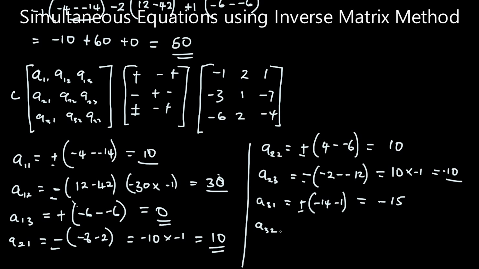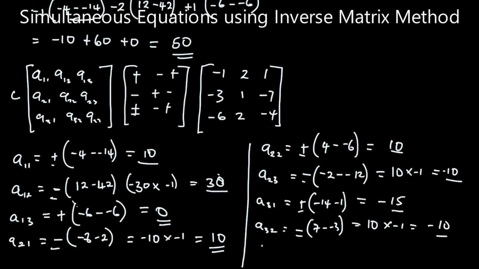For A32, the sign is negative. You close down the row and the column that contains A32. You solve it. It should give you 7 minus minus 3. 7 minus minus 3 is 10. 10 times this negative will give you a negative 10. So we have a negative 10 there.